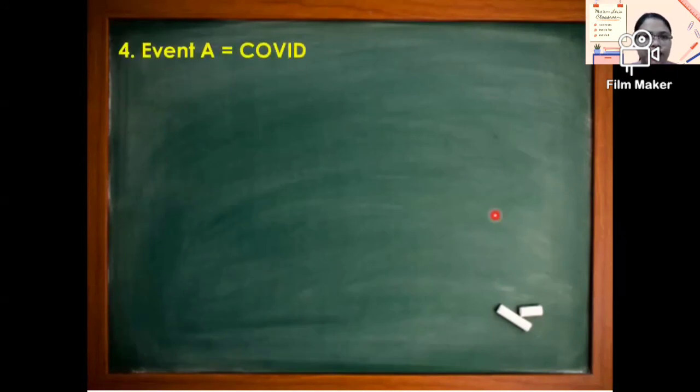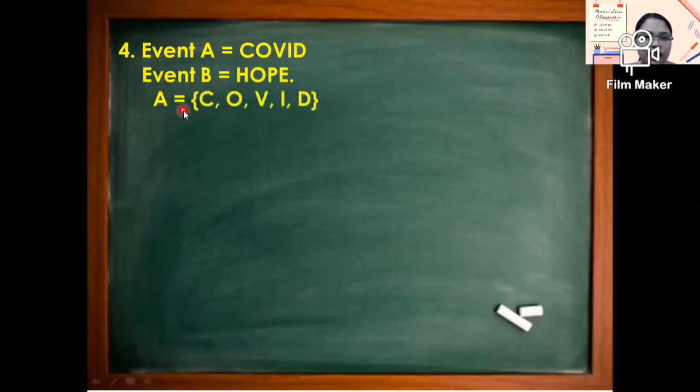Okay, let's have number 4. Event A is equal to the word COVID, and event B is equal to the word hope. Suppose we have event A, the set of letters for the word COVID, and event B, we have the set of letters from the word hope, H, O, P, E. So as you can see, meron tayong event A at event B. Observe natin, meron bang pareho sa mga letters ang ating dalawang event. So papansin natin, meron tayong parehong O.